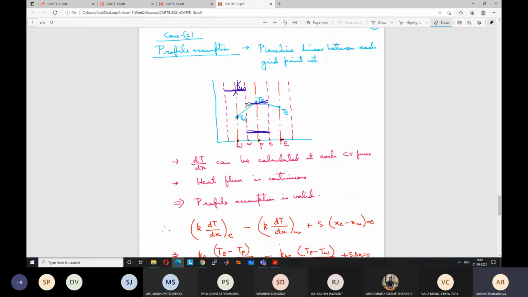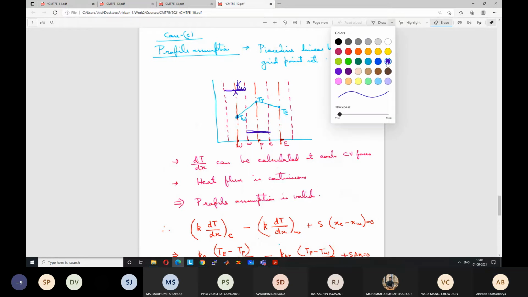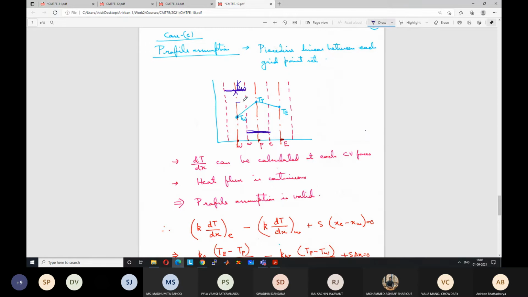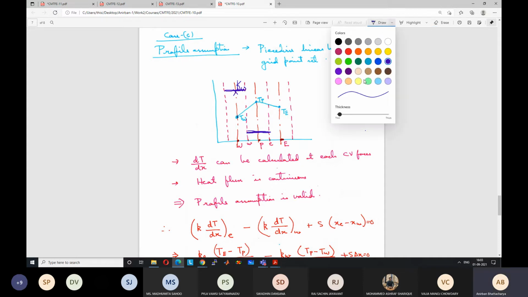Draw in a better way. Not from there. For this control volume only. Let me use some other color.